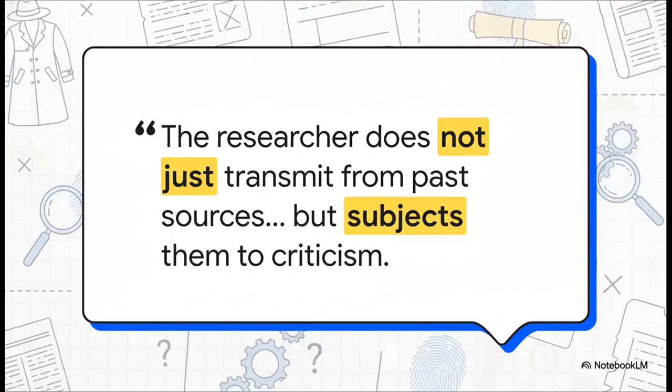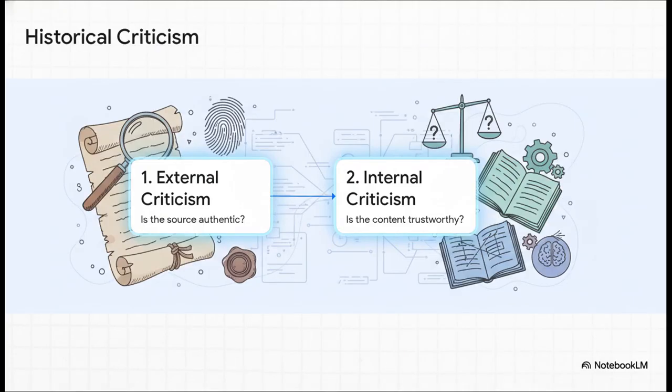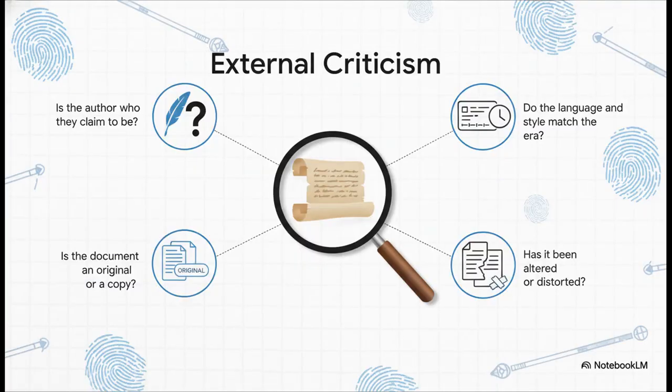And this quote right here, this gets to the absolute heart of what the historical method is all about: criticism. A good historical researcher isn't just a human photocopier. They're more like a detective. They don't just find a source and accept it, they interrogate it. And that interrogation happens in two key steps. Think of it like a two-part investigation. The first step is external criticism, where our detective asks, is this thing even real? And the second step is internal criticism, where they ask, okay, so it's real, but can I actually trust what it's saying?